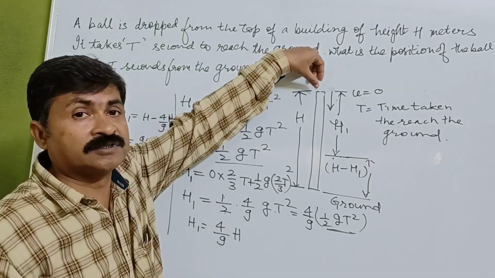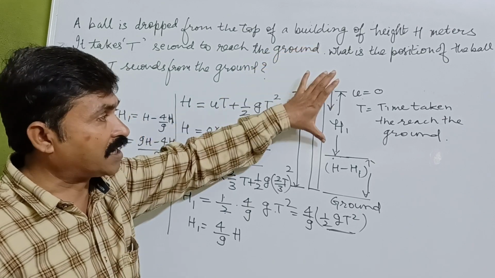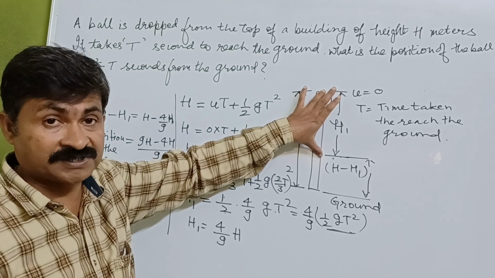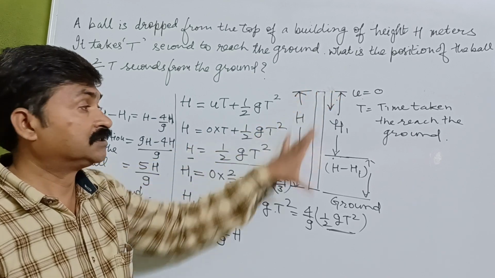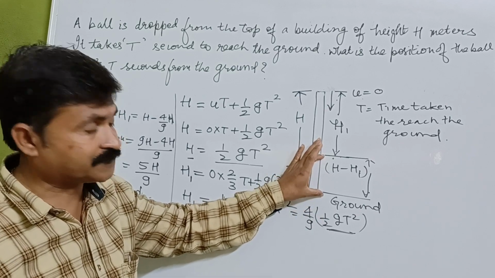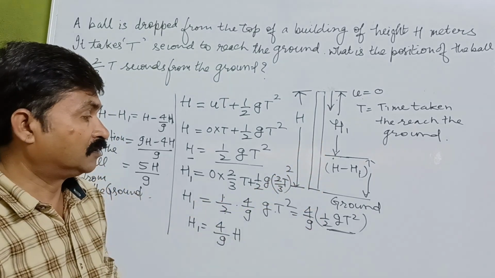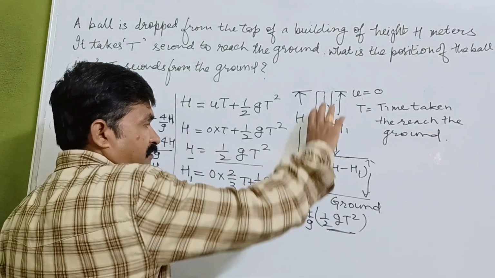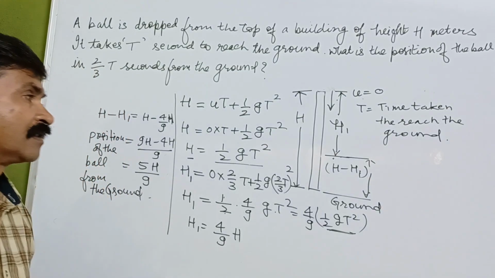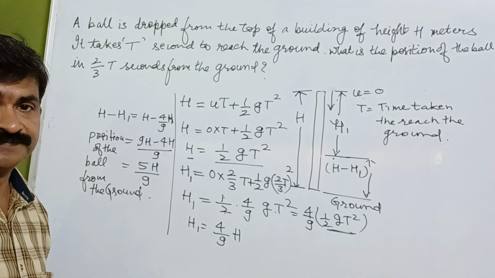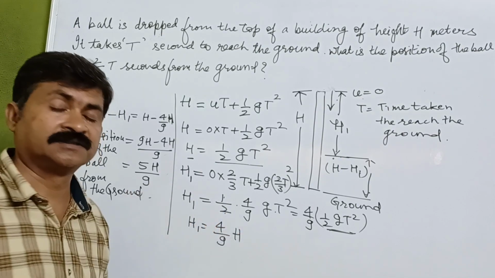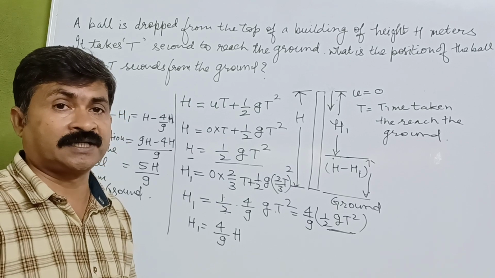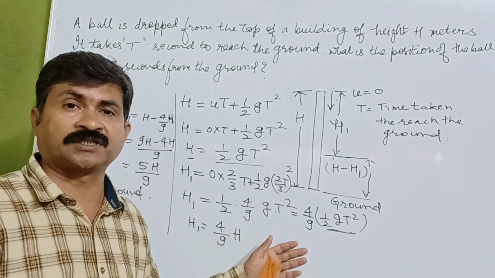When we are talking about the distance from the top, it is how much height or distance the ball has covered. Now we have got this height which is from the ground. Or it may be asked how much height it has covered from the top, so you have to take this answer. In this manner we can solve the numericals, and this is based on motion under gravity.